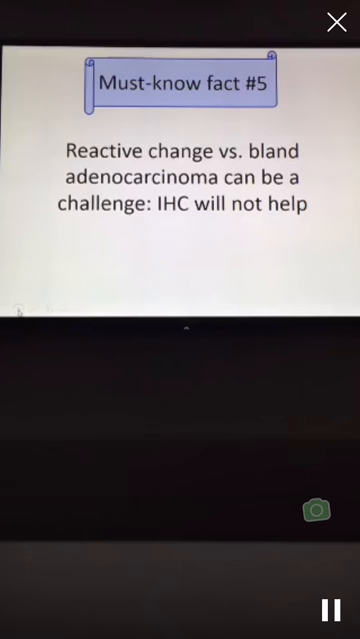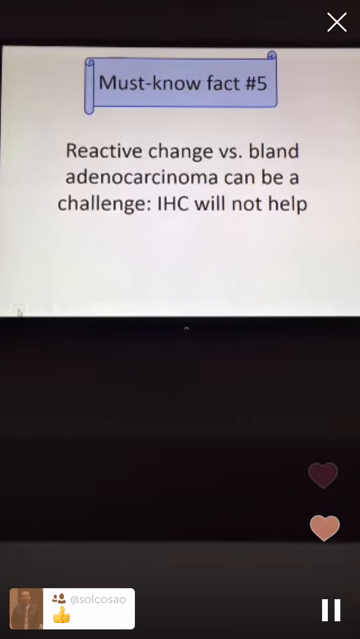So if you are struggling with this question, is this a very low-grade adenocarcinoma or is this reactive epithelium, don't throw a bunch of immunostains on that. Show it to somebody, and I'll show you many morphologic clues that can help you on a biopsy specimen, on a surgical specimen. But immunohistochemistry is not the way to solve this problem.